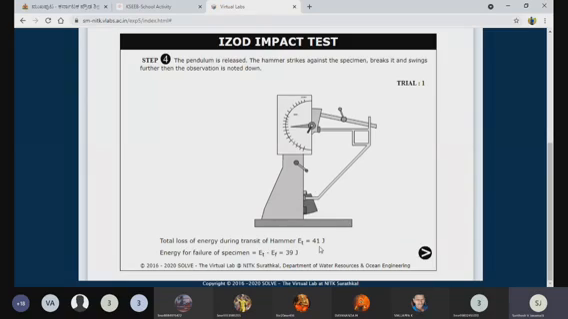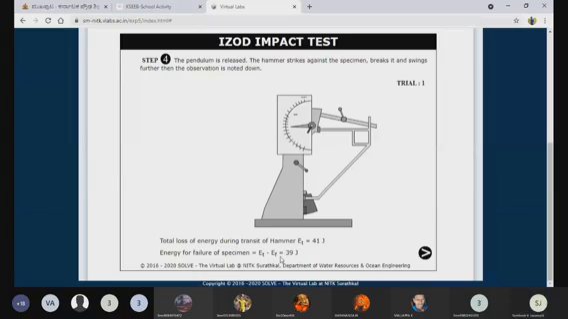Now how much did we get? 41. But the energy failure of the specimen is 39. Why? Because 2 joules is already present in the machine as a loss that we need to subtract from the total energy. Hence, this 41 becomes 39.